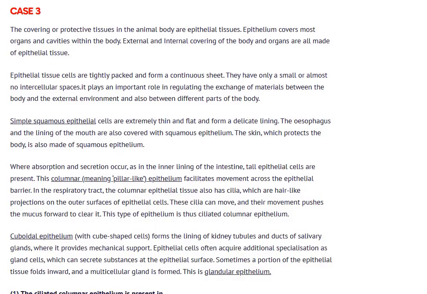The cells are extremely thin and flat, forming a delicate lining. The esophagus and the lining of the mouth are covered with squamous epithelium tissue. The skin which protects our body is also made up of squamous epithelium, whereas where absorption and secretion occurs, as in the inner lining of the intestine, tall epithelial cells are present.